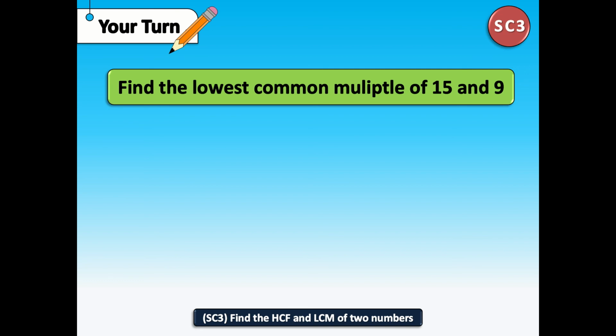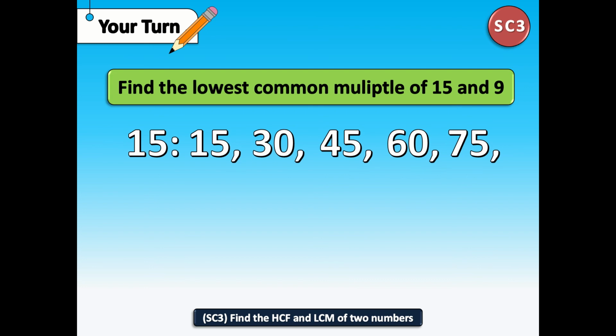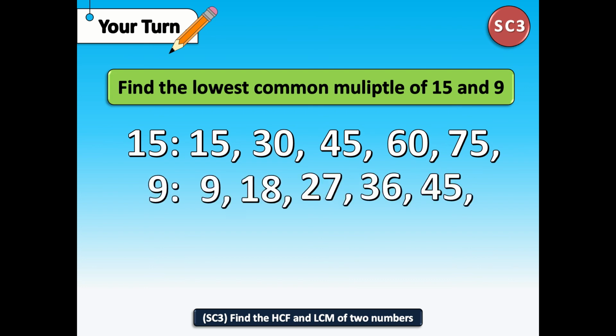So here we want to find the lowest common multiple of 15 and 9. So we write out the multiples of 15, and we write out the multiples of 9, and we see what is the smallest number that's in both lists. And the answer is 45. So the lowest common multiple of 15 and 9 is 45.